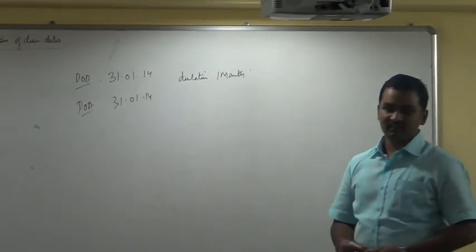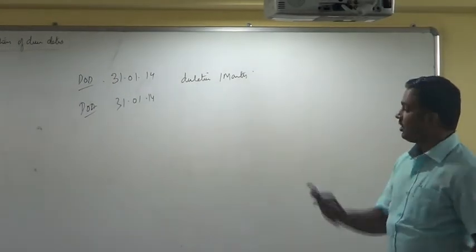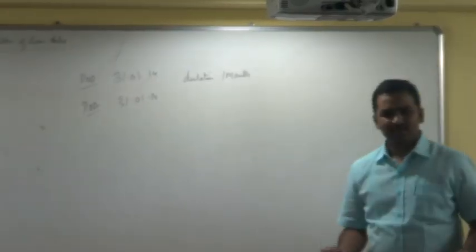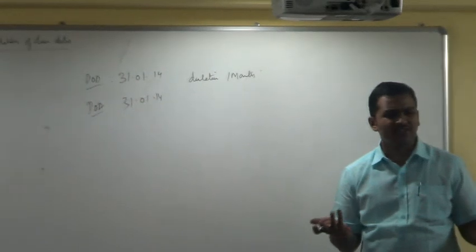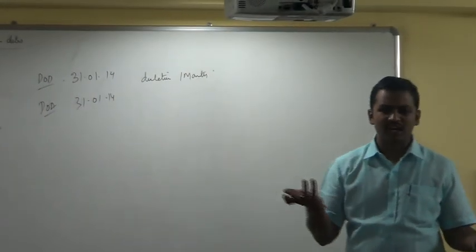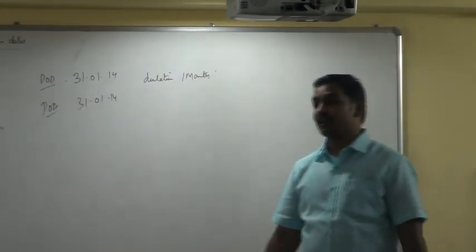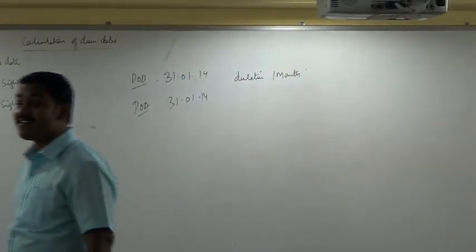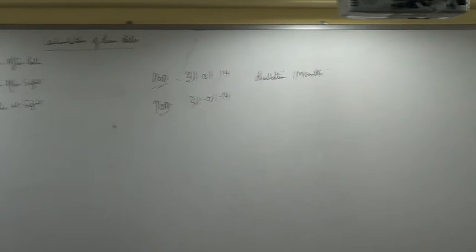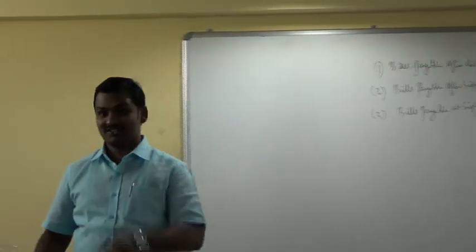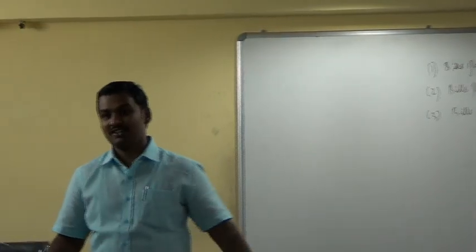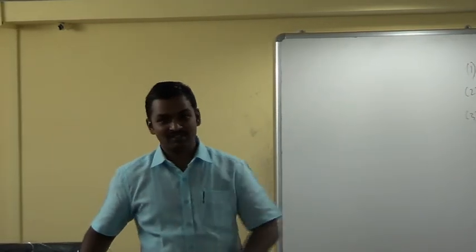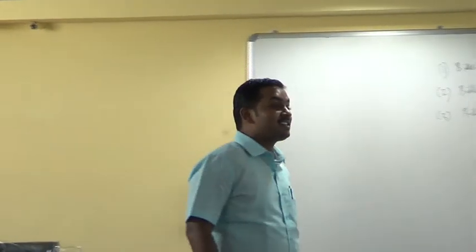31st January is the date of drawing. The date of acceptance is 31st January. Duration 1 month. Whether it is after date or after sight doesn't make a difference, because both are the same. 1 month. So what is the due date now? 6th March, 5th March, 7th March, 8th March. Which one is the right answer? None of these answers.